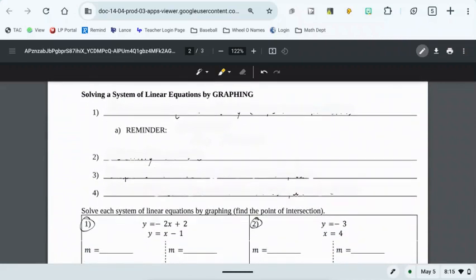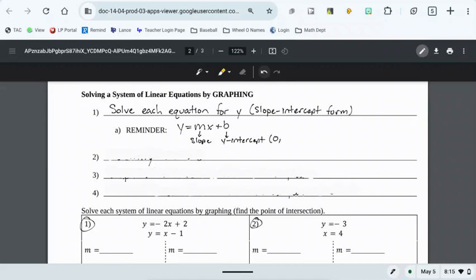So when solving a system of linear equations by graphing, you must solve each equation for y. That's the first step because we want to be able to graph it. And being able to graph it, we know we've practiced this first semester, is getting it to slope-intercept form, which is y equals mx plus b, where the m represents the slope and the b represents the y-intercept. Remember, the y-intercept always has a coordinate of 0, and whatever that value is for b goes second.